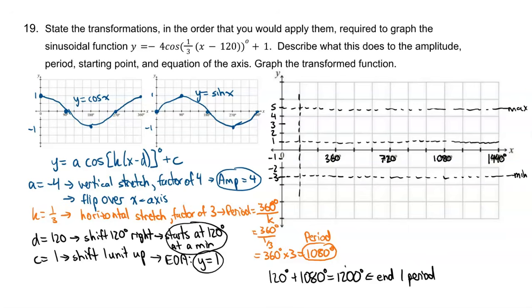So now I'm going to add the horizontal values. I know it starts at 120 degrees. It's 1/3 of the way to 360. And it's going to end at 1200 degrees. It's 120 past 1080. And so that's the beginning and the end of my cycle.